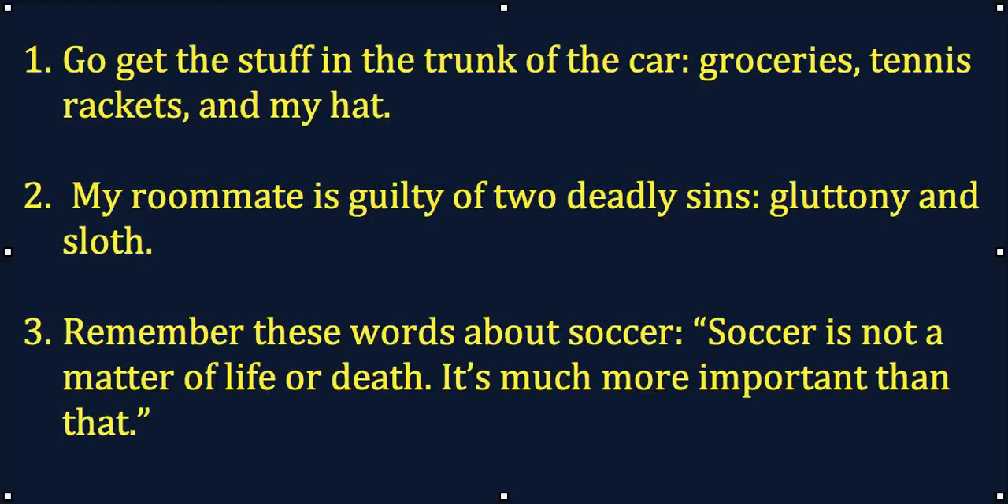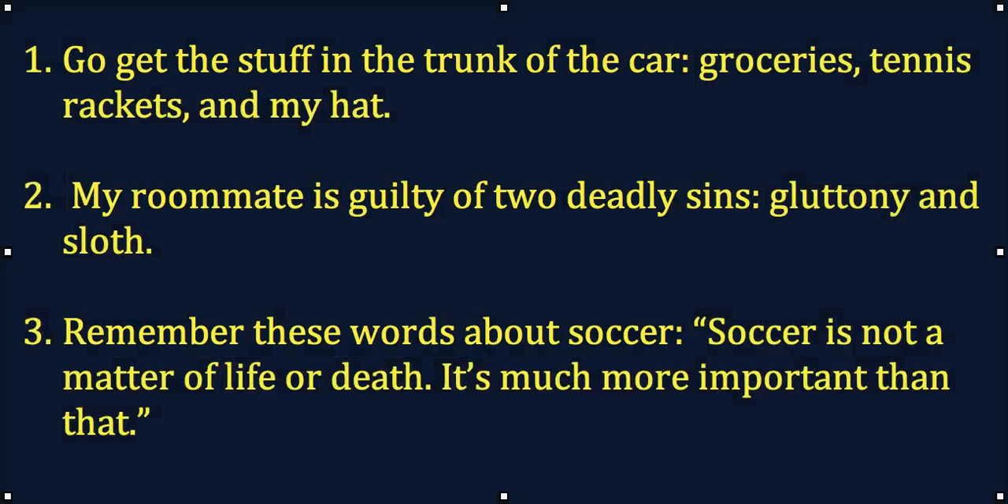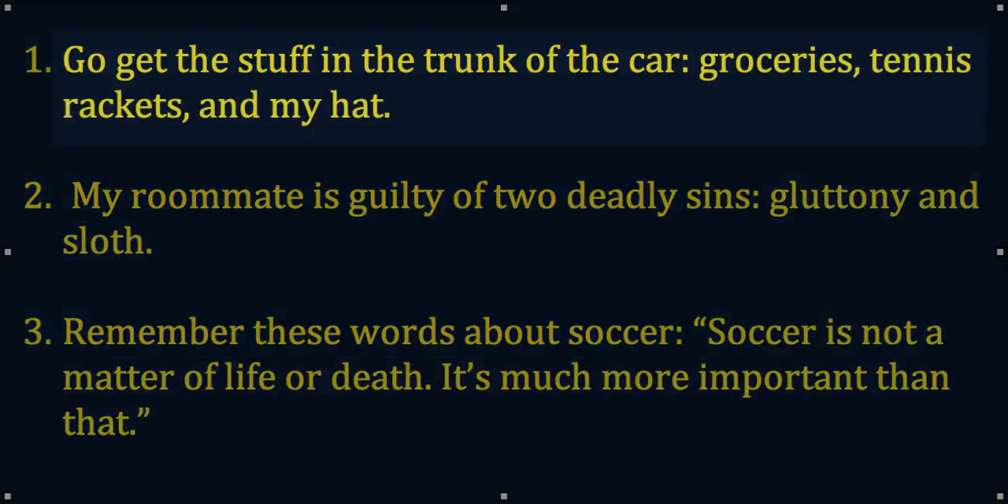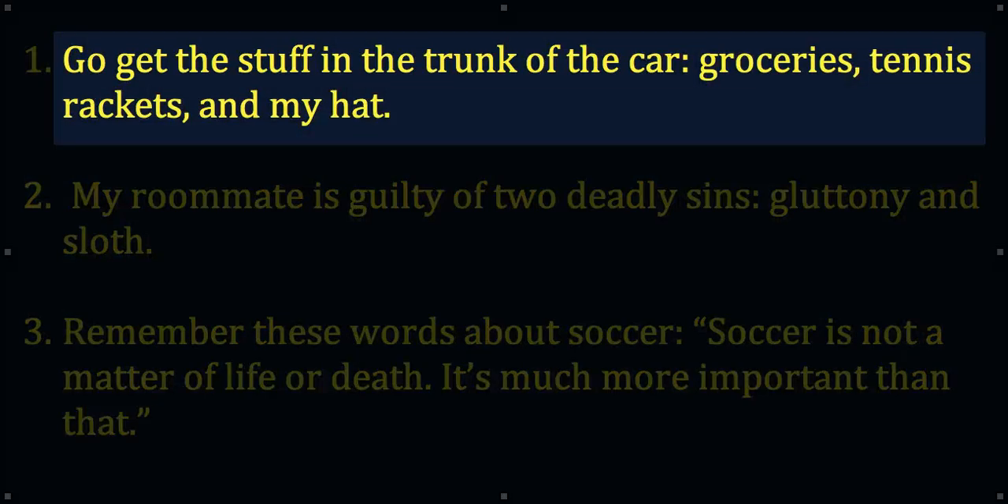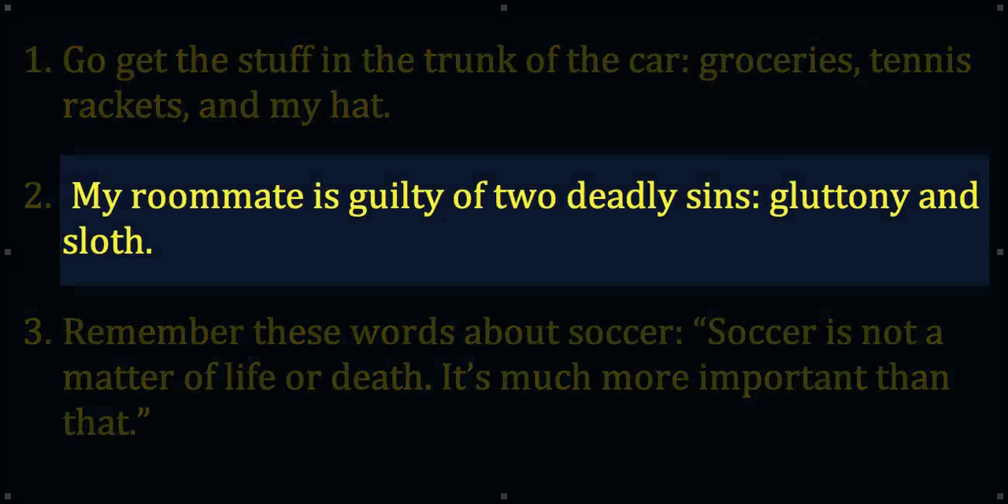Now here's examples for each of those. Now remember that for all three of these sentences, there is an independent clause and then the colon. All right, for number one, this is the example of when we have a list. Go get the stuff in the trunk of the car: groceries, tennis rackets, and my hat. That's the list. The second one, we have the complete independent clause. My roommate is guilty of two deadly sins. And then we have an appositive, a naming of that: gluttony and sloth.